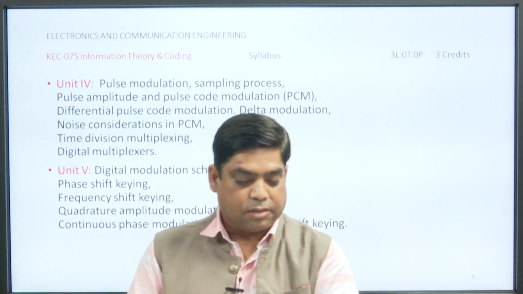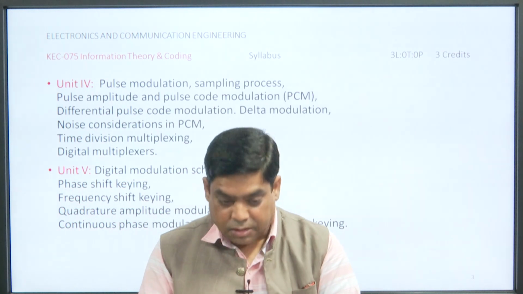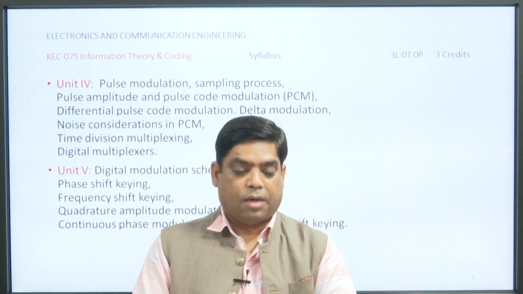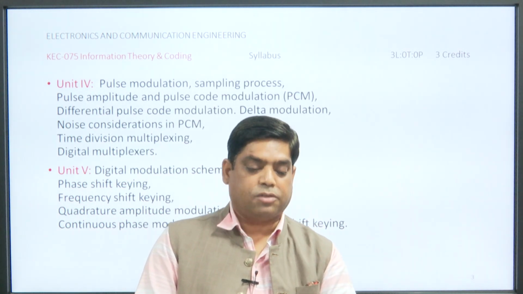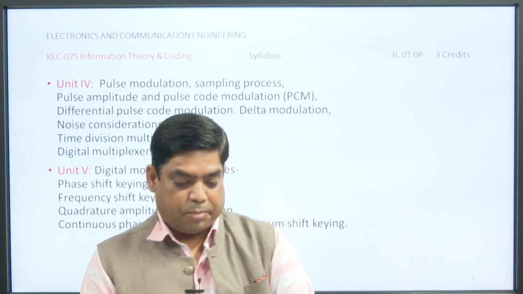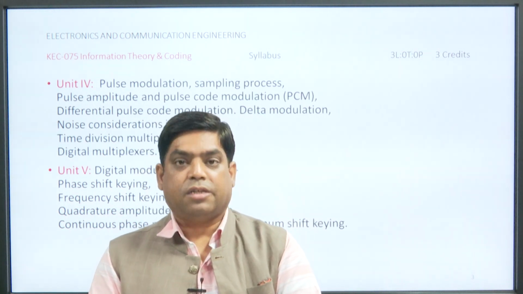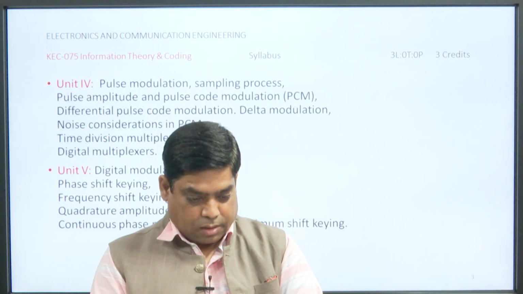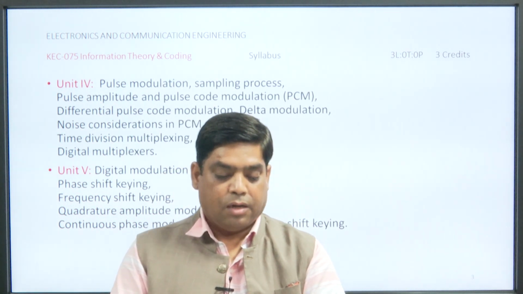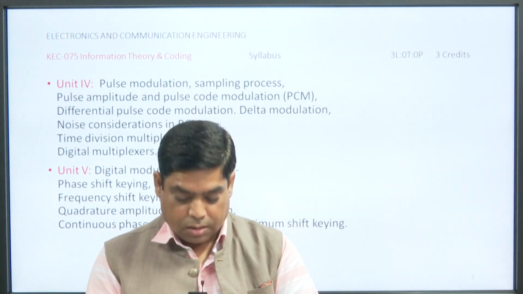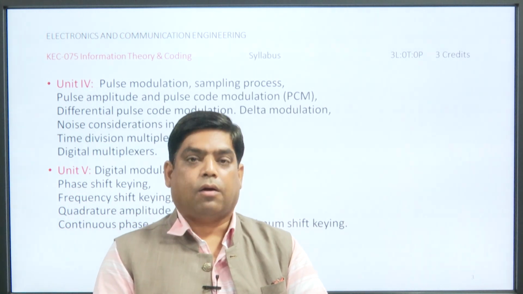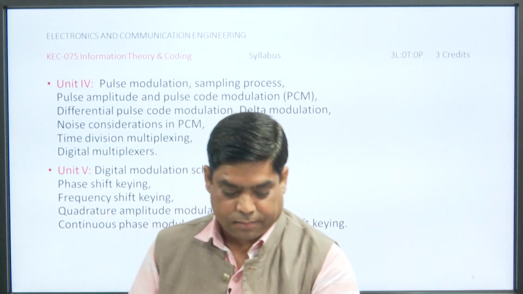In unit 5, the last unit, we will discuss the digital modulation schemes: amplitude shift keying, phase shift keying, frequency shift keying, and quadrature amplitude modulation. Their demodulation schemes also, along with continuous phase modulation and minimum shift keying. This is the syllabus which we will cover in all 5 units.